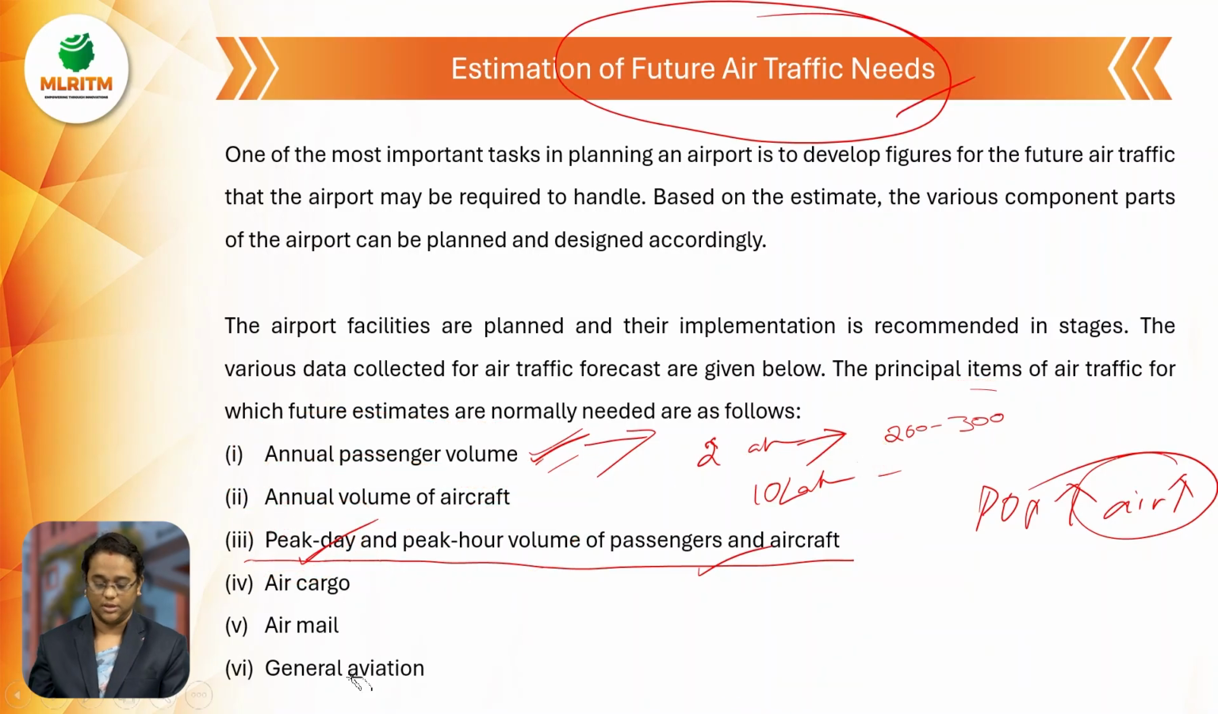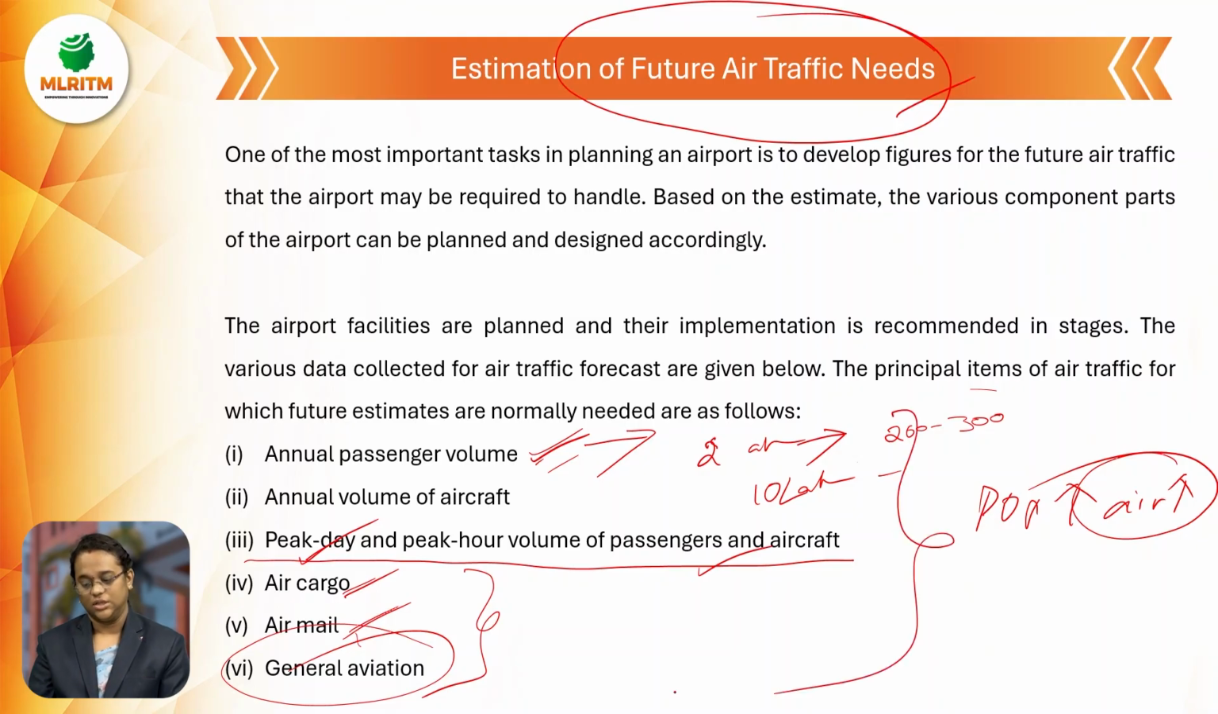And after that, the next thing we have to consider is air cargo and air mail. Many goods are transported through air cargo. So the airport should be able to facilitate these cargo and mail facilities, and general aviation like chartered flights and these kind of things. The airport should also be able to provide facilities for these. So these are the different things we need to take into consideration for estimating the traffic volume survey in future studies.